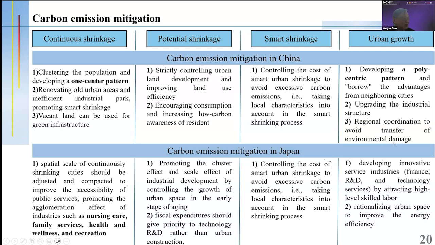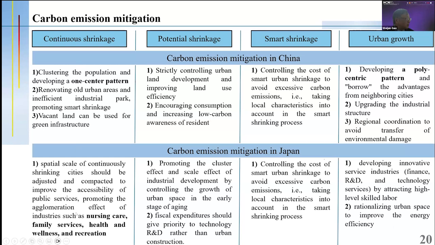For the urban growth pattern in Japan, we think we need to develop innovative service industries, such as finance, research and development, and technology service, by attracting high-skilled people. Now the Japanese government is changing a lot of policies to invite a lot of foreign talent to come in to do this kind of thing. Also, rationalize urban space to improve the energy efficiency.